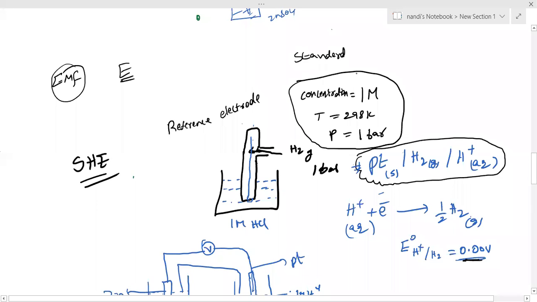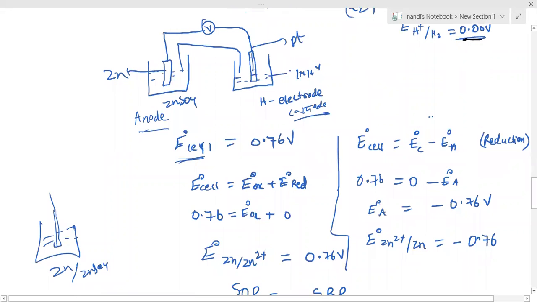Standard values, everything we are calculating with respect to hydrogen, not alone. Alone, how can we calculate? Assume only a zinc rod by itself. How can you calculate? This is not completed in a circuit because no one is taking electrons, no one is giving electrons. So a single cell you can't calculate. If you connect this to another cell, then you can calculate. So I am going to calculate the E naught value of zinc.